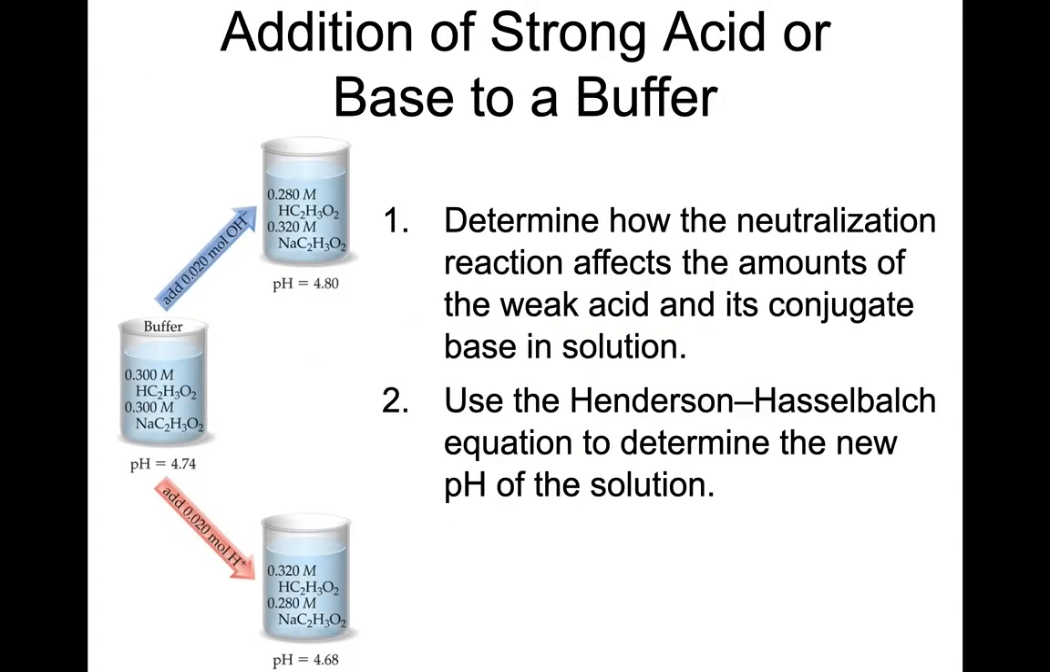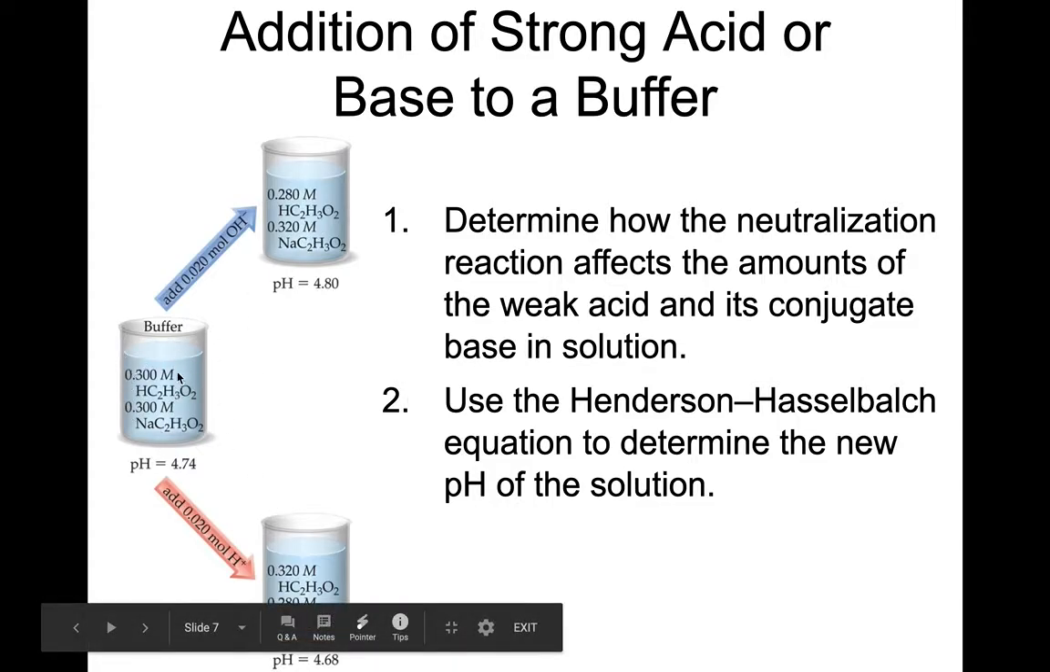As a reminder, there are a couple of possible routes this can take. If we add a strong acid or a strong base to a buffer, we first need to determine how the neutralization reaction will affect the amount of the weak acid and its conjugate base. Then we use the Henderson-Hasselbalch equation to calculate the new pH. So these are the two routes we can take.